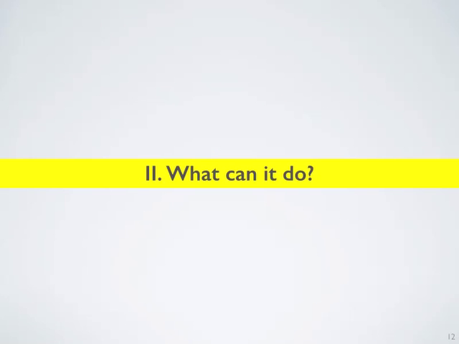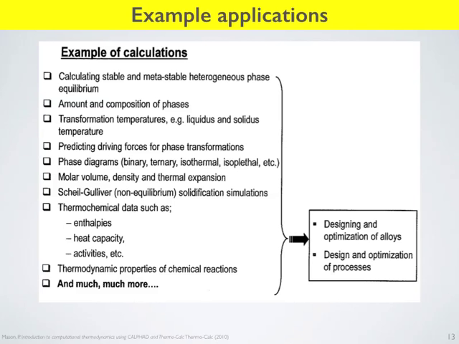So what can Thermo-Calc do? Like I said, we're not going to look at all of its functionality, but here are some of the things it can do. Calculating, obviously, phase equilibria, amount of phases, transformation temperatures. You can also do fancier things like predicting solidification. You can do thermochemical analyses. You can do chemical reactions, and you can do electrochemistry also. And really all of these things boil down to two things: design and optimization of materials and processes.